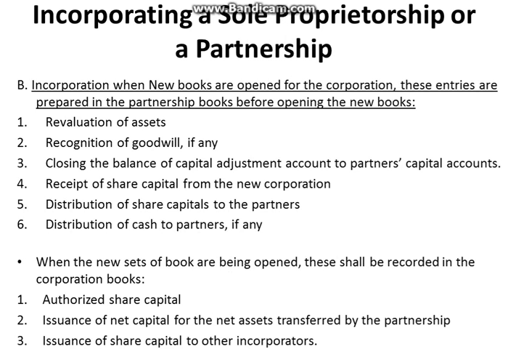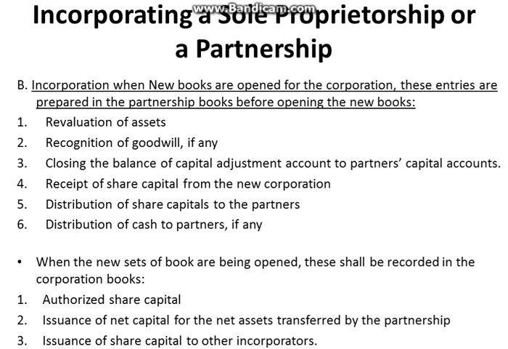Then next is the incorporation when new books are opened for the corporation. These entries are prepared in the partnership books before opening the new books. First is the revaluation of assets, the recognition of goodwill if there is any, the closing of the capital adjustment account to the partners' capital accounts, the receipt of share capital from the new corporation, the distribution of share capital to the partners, and the distribution of cash to partners if there's any.